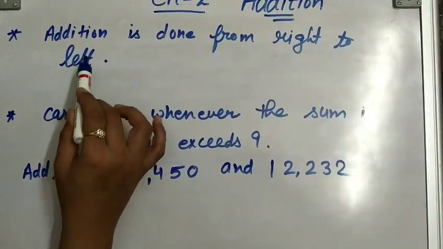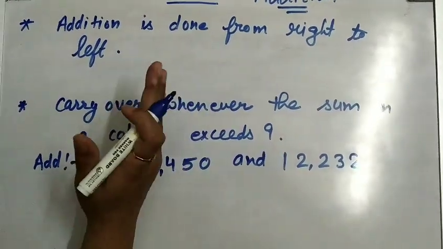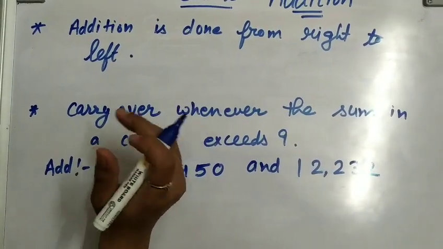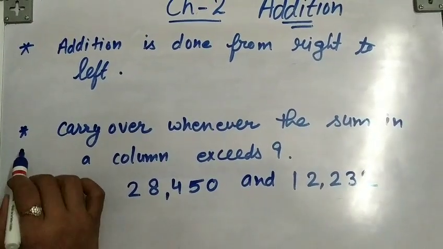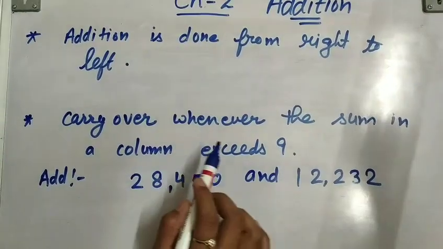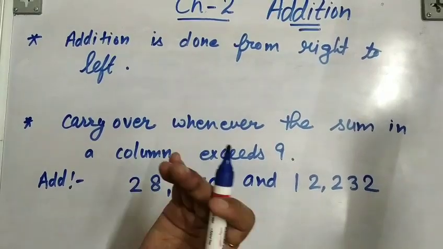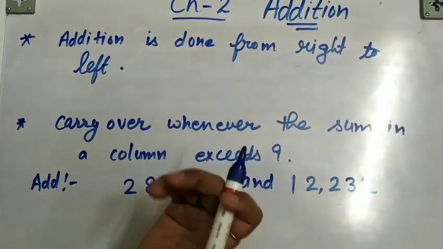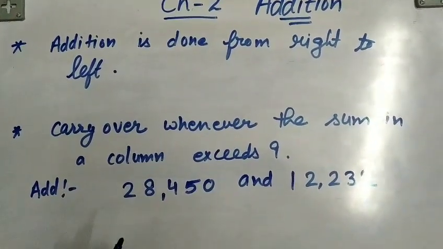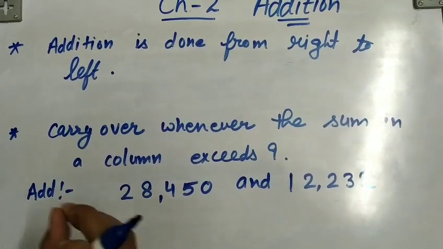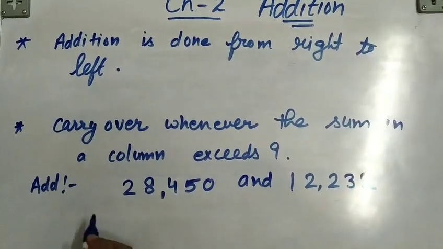See, the next step: addition is done from right to left. It means we have to start addition from the ones place, or you can say from the lower place to the higher place. And next, carry over whenever the sum in a column exceeds 9. It means suppose in one column the sum is 10, 15, or 17, then we will keep the very first digit, the ones digit, under that column, and the next digit will be carried over to the next place. Let us discuss all these steps with an example.